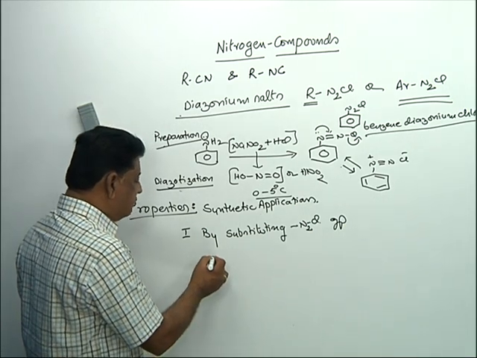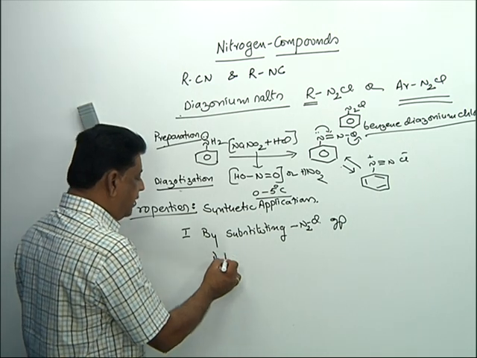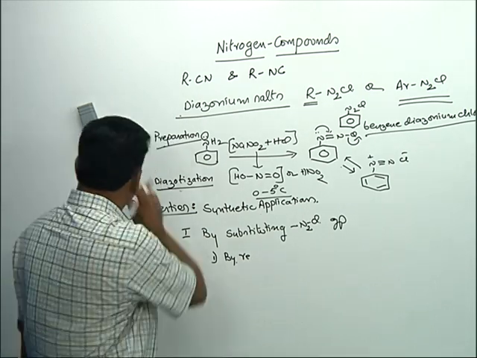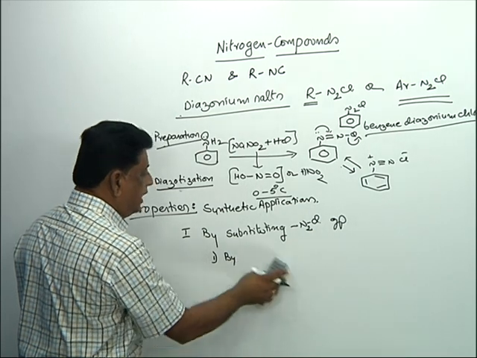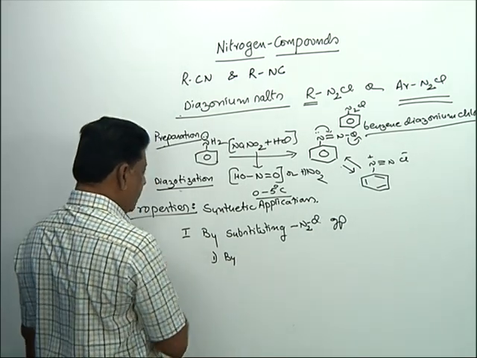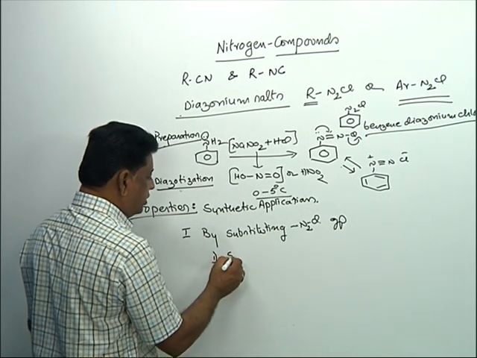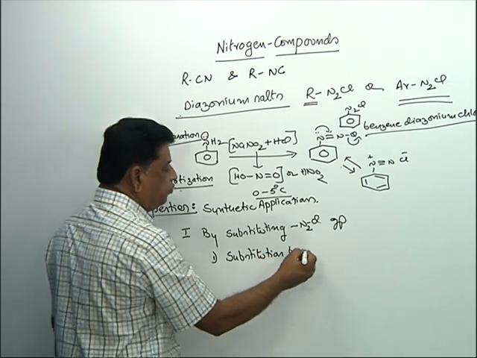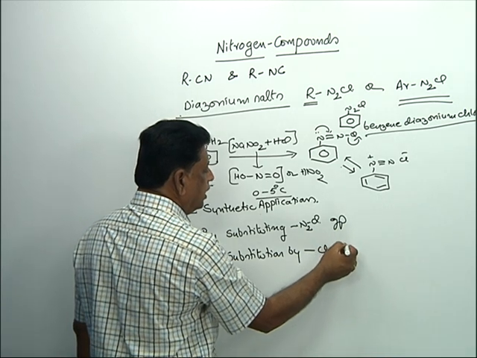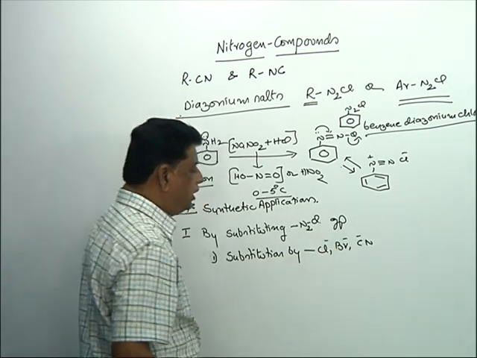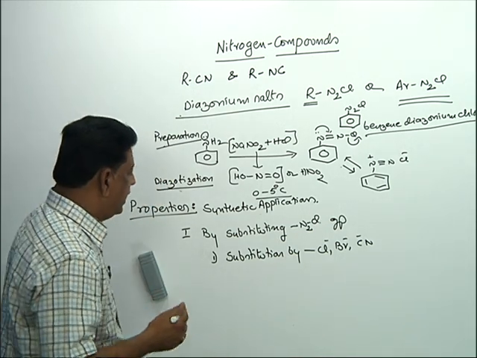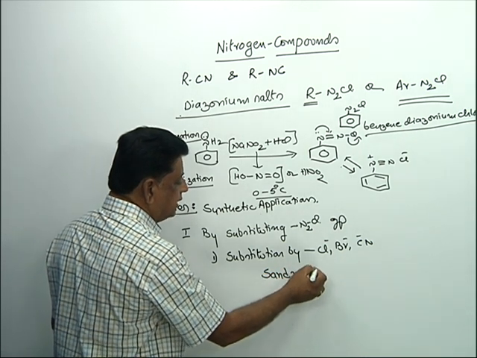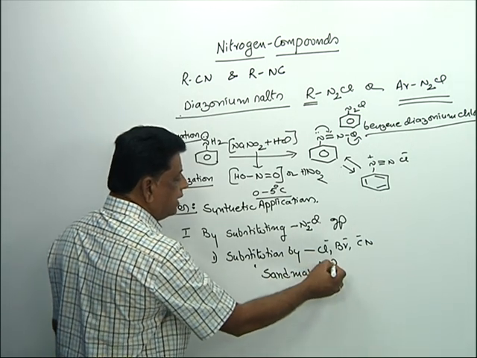Let us list out now, 1, 2, 3. The first one is by substitution, by replacing the N2Cl. Substitution by chlorine, bromine and cyanide. All these groups can replace this N2Cl, and it is a known reaction called Sandmeyer reaction. Sandmeyer reaction, a name reaction.